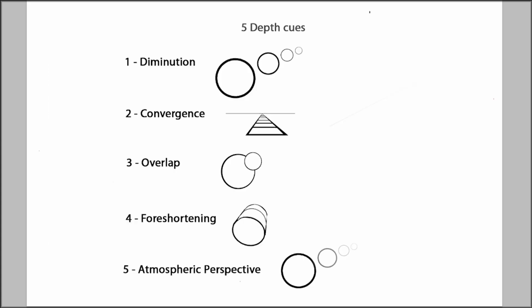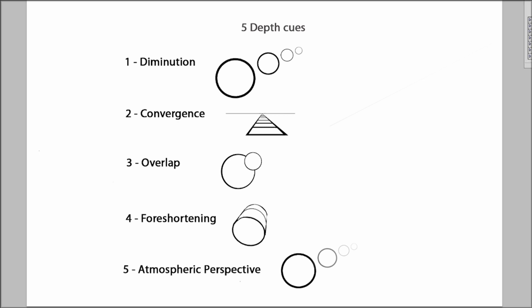So those are the five depth cues: diminution, convergence, overlapping, foreshortening, and atmospheric perspective. If you get at all confused by the complexity that builds as we move forward in the class, we can always go back to these five simple principles for what's going to create depth in your artwork.